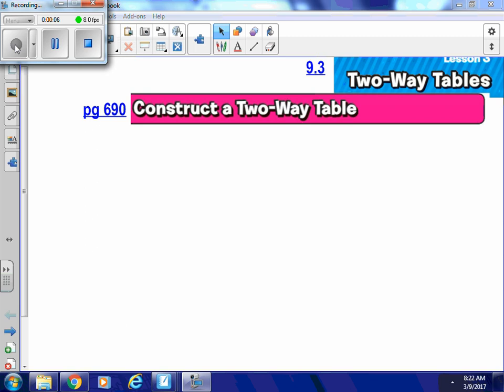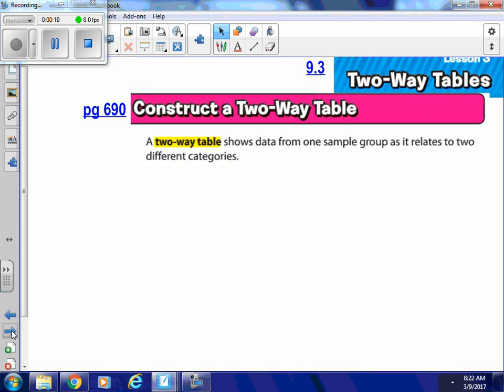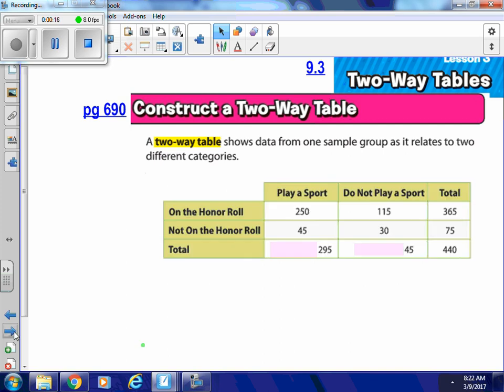We're on page 690, and let's go and construct two-way tables. So what is it? Well, it shows data from one sample group as it relates to two different categories. And here's what we mean. Our two categories this time are playing sports or not, and being on the honor roll or not. According to this, our sample group has 440 people in total.